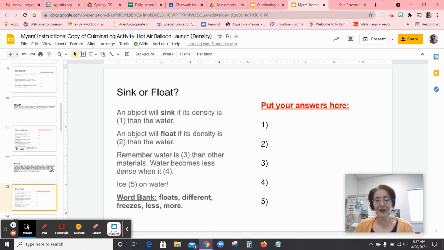All right, let's look at our questions. So again, we have our word bank: float, different, freezes, less, and more. And none of the words are going to be used more than once. So you're going to be using all the words one time.